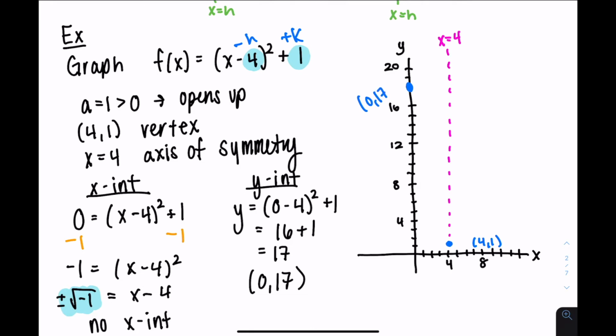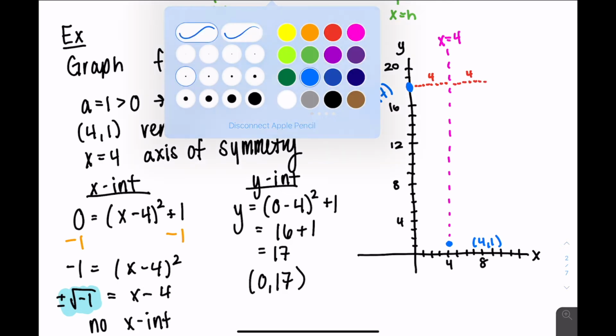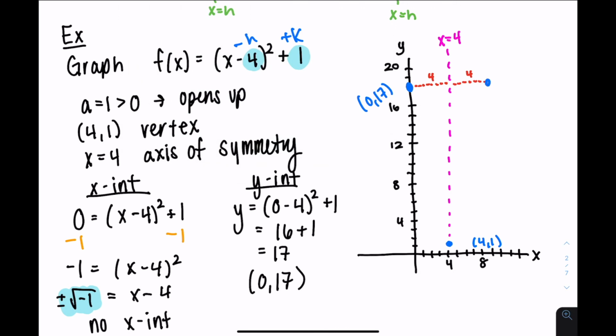Here is our y-intercept. And if you notice, I can immediately tell another point here. Because of our axis of symmetry, that's a distance of 4. If I go 4 more this way to 8, I'm going to have exactly the same y value. So (8, 17) will be another point on our parabola. And now we just need to connect the dots. And here is our graph of f of x.